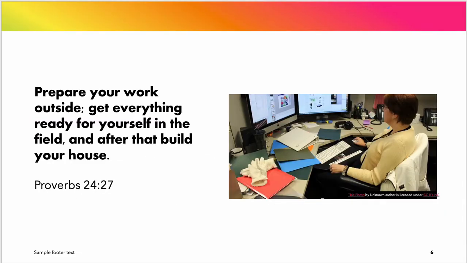It talks about in Proverbs 24:27 to prepare your work outside, get everything ready for yourself in the field, and after that, build your house. This, of course, is talking about farming, but this can be applied to instructional design and lesson planning, that it is important to prepare beforehand. Both teachers and designers alike realize that adequate preparation must be done beforehand to be able to teach effectively.